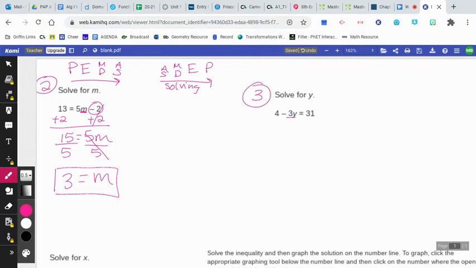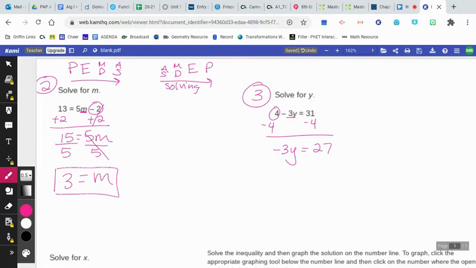My variable's on the left, so I want to isolate my variable. I'm going to start with the fact that I've got a +4 out here in front. There's nothing in front of it, so it's positive. The inverse operation is to subtract 4 from both sides, and that leaves me with -3y is equal to 27.